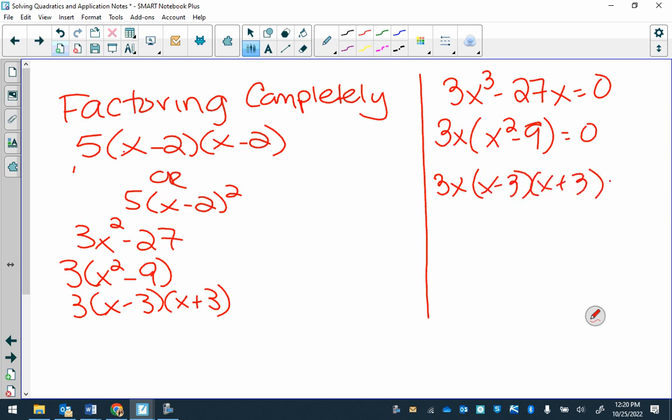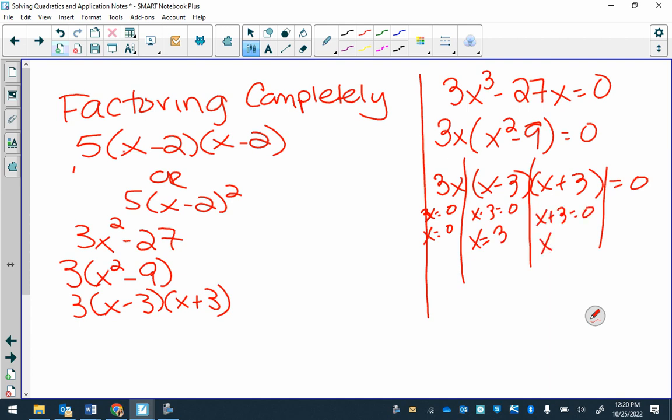Good. So here, the difference is, everywhere I see an x, I have to set it equal to 0. So I would split each of these and do 3x equal to 0. What does x equal? 0. x minus 3 equal to 0, so x equals 3... negative 3. Okay, so that's where you include it.